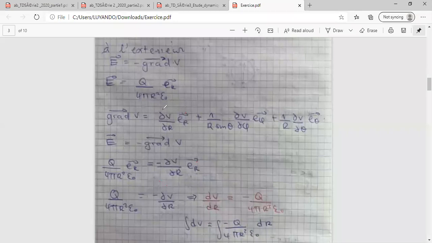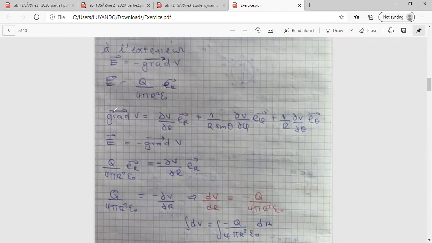Earlier you gave us grad V as this equation we have seen. Now we don't have the 1 over r sine theta terms, so they are simply cancelled. We just remain with dV over dr in the direction of e_r. Then we add the negative that came with grad V, and continue going down.